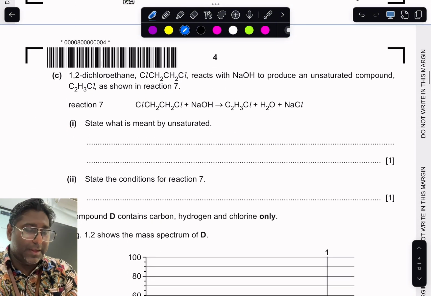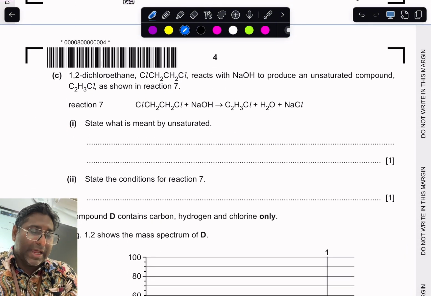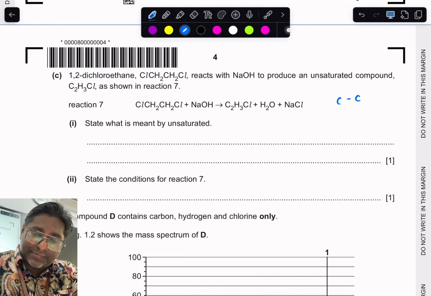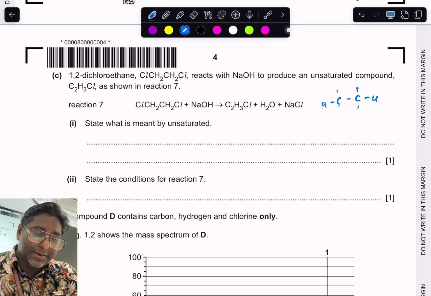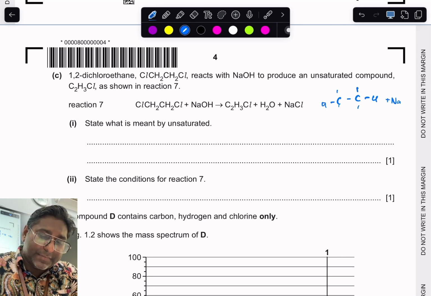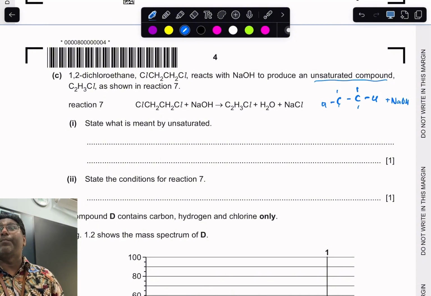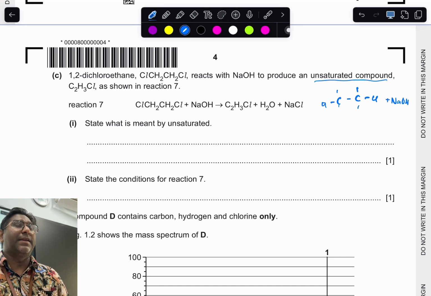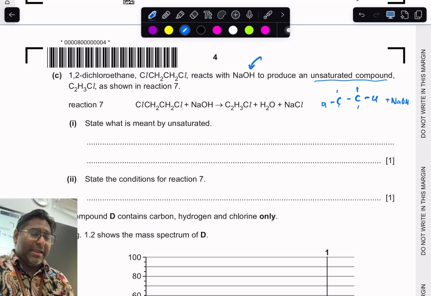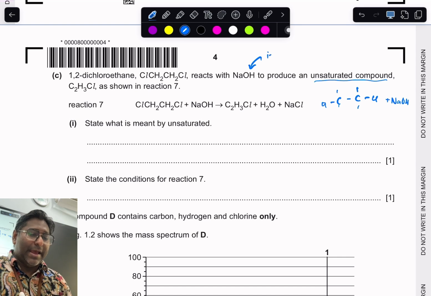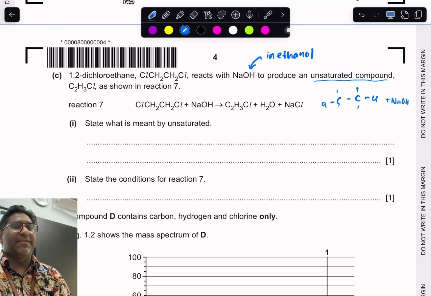Now, C. Here we have 1,2-dichloroethane, which is similar to just now. I can rewrite this, 1, 2, and then Cl, hydrogen. It reacts with sodium hydroxide to produce an unsaturated compound. Unsaturated compound means it has a carbon-carbon double bond. The only way that it can give you an unsaturated compound with NaOH is through an elimination reaction, which means the NaOH must be in ethanol.